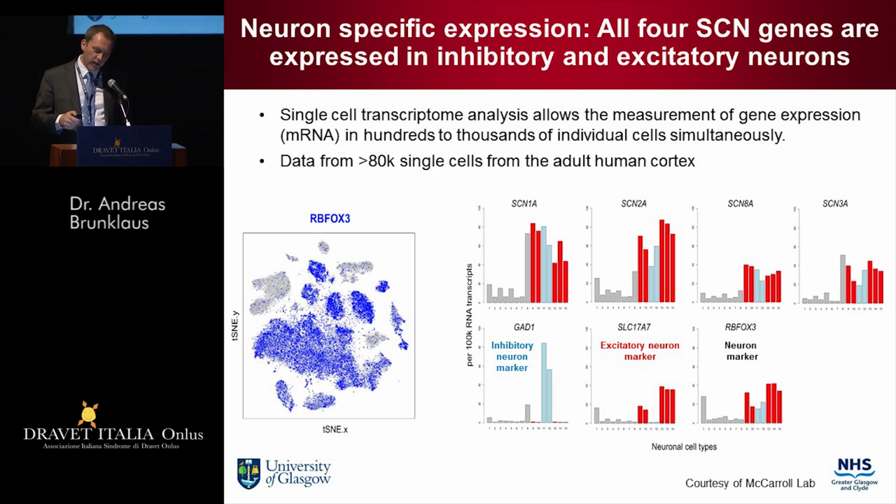And what you can see here to the left is a cluster of adult human cortex cells, and they are marked by a neuronal marker. So I'll take you through this. RBFOX3 is a neuronal marker.